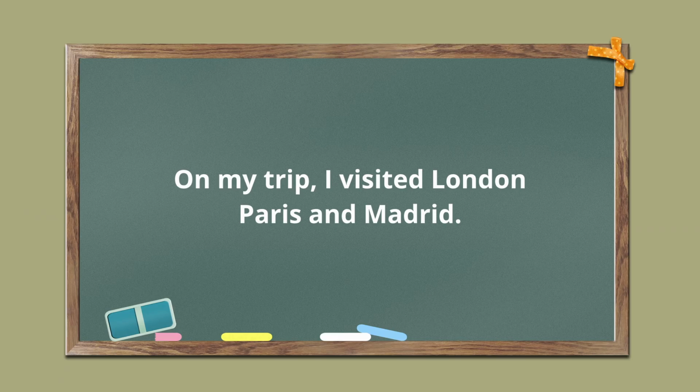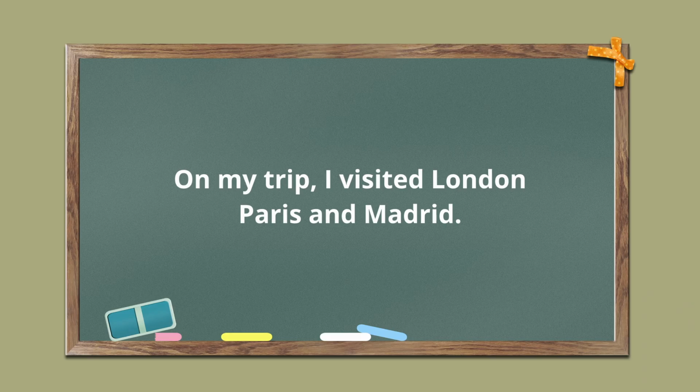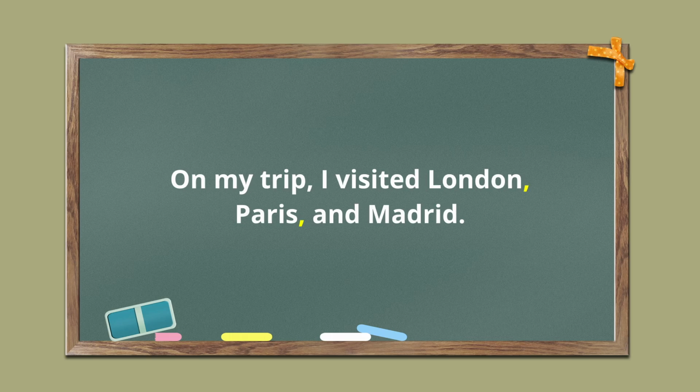On my trip, I visited London, Paris, and Madrid. Now, how many places did I visit? Three. Right, and because we have a list of three or more items, we need to separate them with commas, because that's how you punctuate lists.